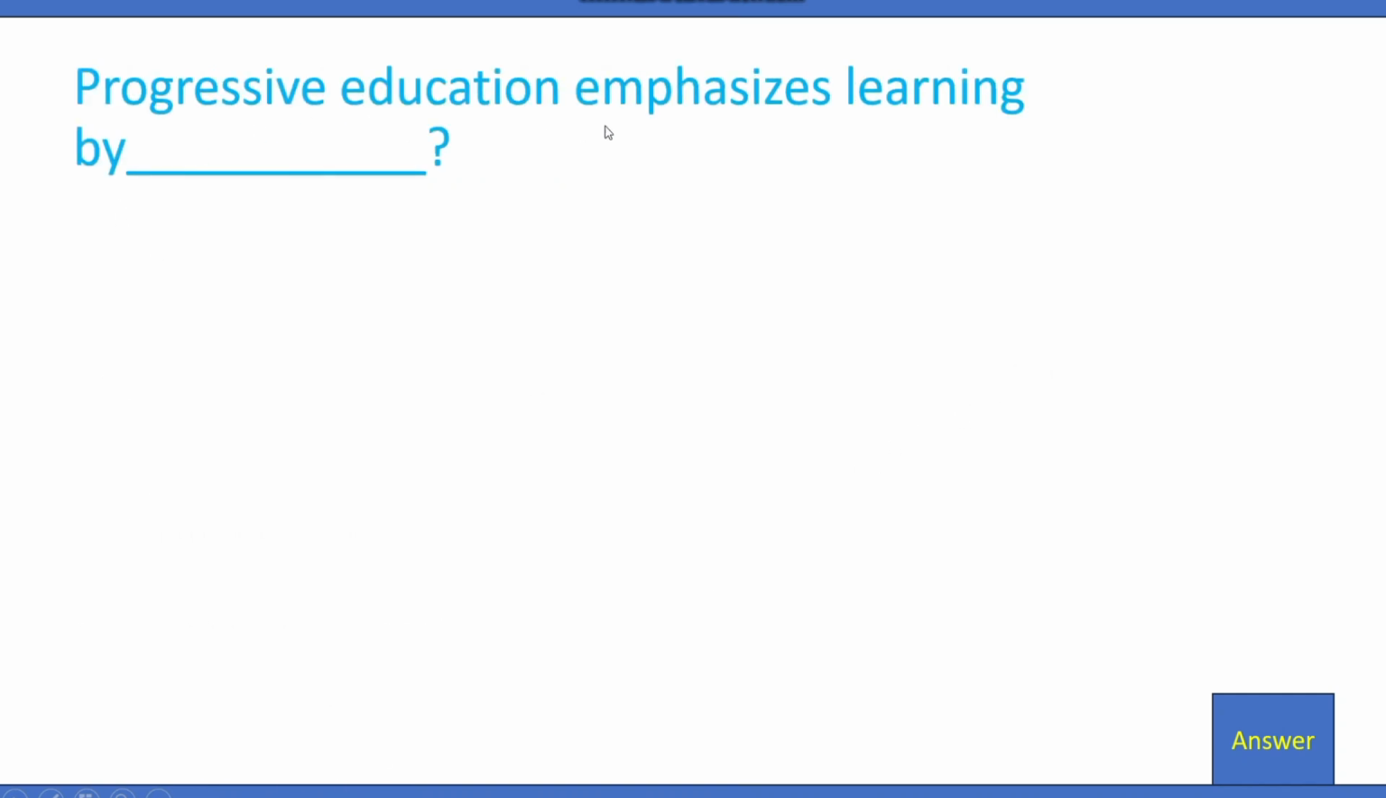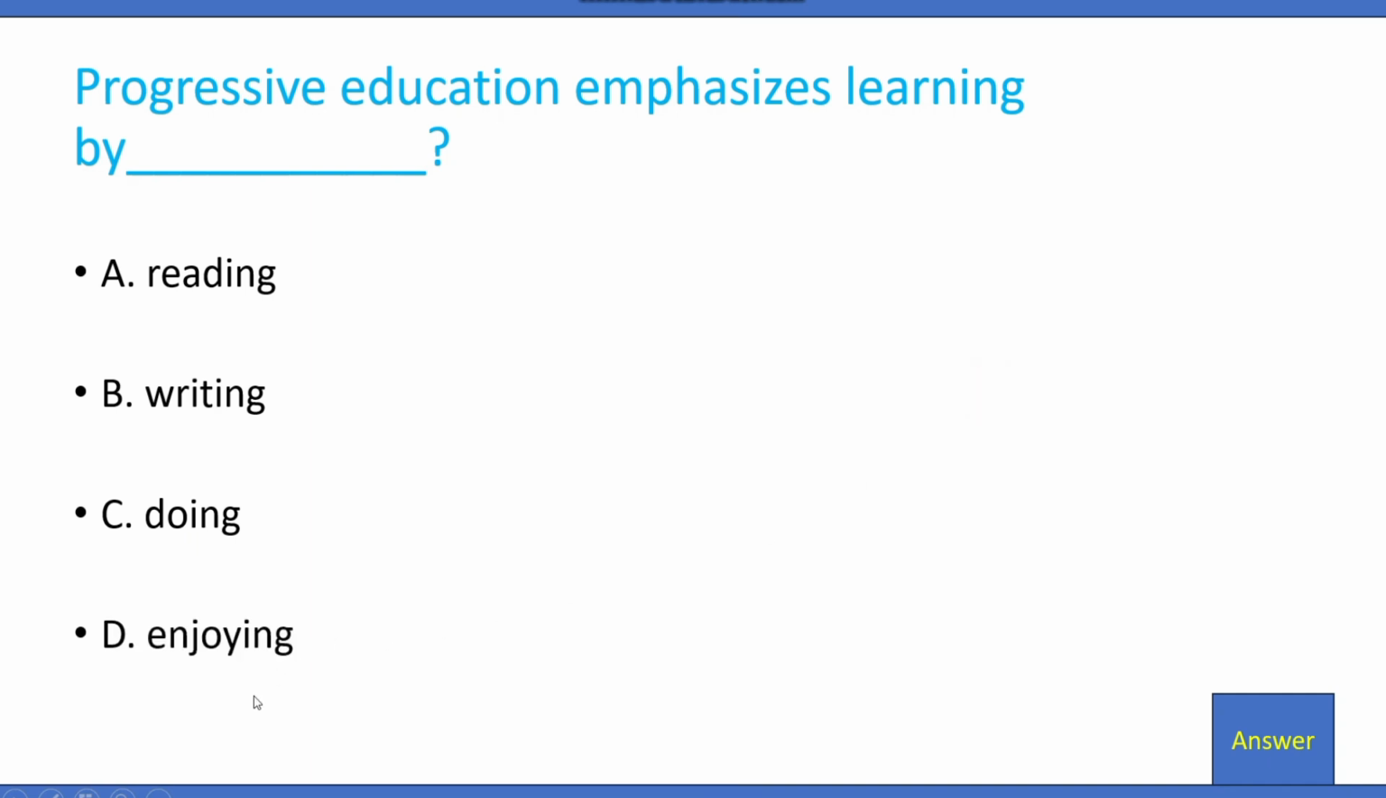Progressive education emphasizes learning by dash. A. Reading. B. Writing. C. Doing. And D. Enjoying. So the right answer would be C. It is doing.